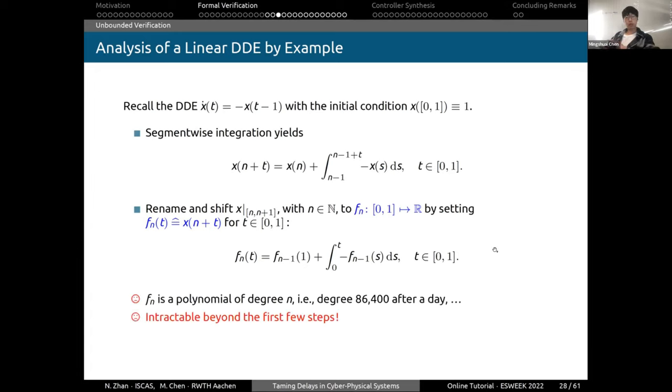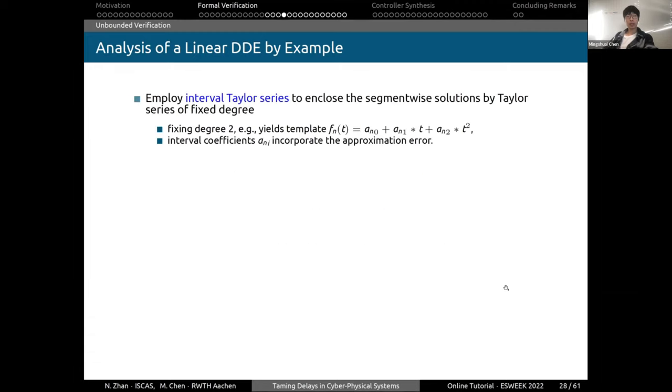And now if you really try to compute such a segment-wise solution, then the degree will increase very rapidly. For example, if you do the computation after a day, then the degree would be like 86,000 or so, which is obviously intractable already beyond the first few steps. Now let's see how interval Taylor series can help us here.